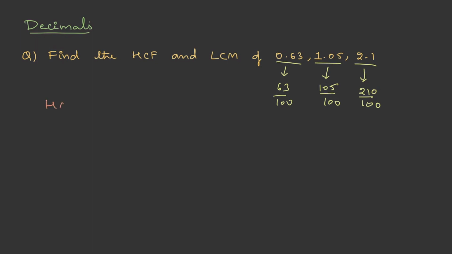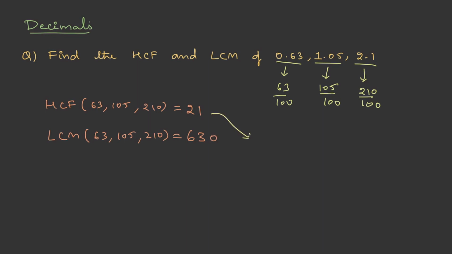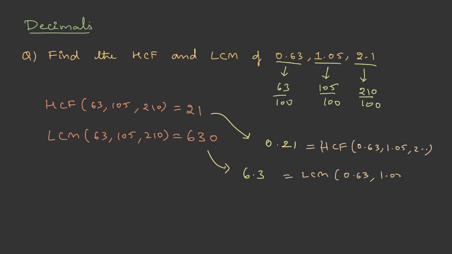So, let us find the HCF of 63, 105, 210. I will not do the whole procedure, you try to do it. Let me write the direct answer, this is 21. And coming to LCM, this is 630, but these numbers have denominator 100. So, just divide them by 100. When we divide, it becomes 0.21 and 6.3. This is the HCF of 0.63, 1.05, 2.1, and this is the LCM of 0.63, 1.05 and 2.1. I hope you are able to make out.